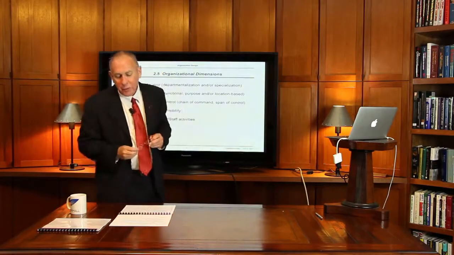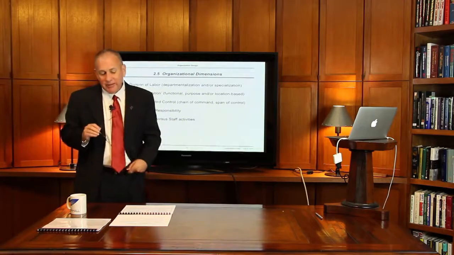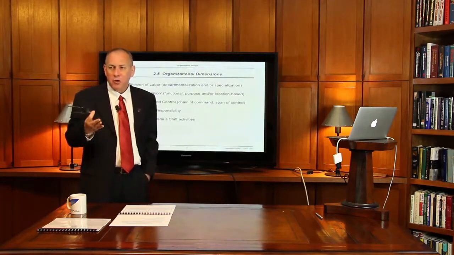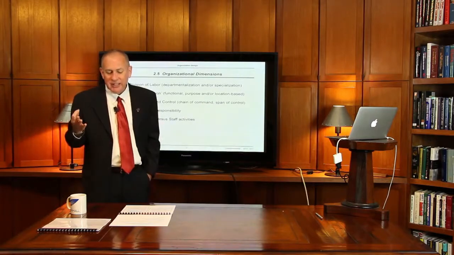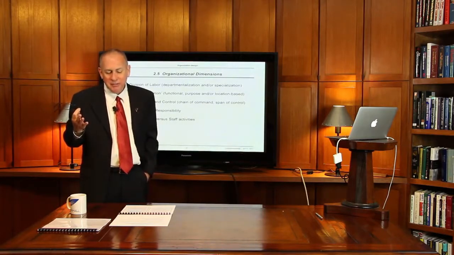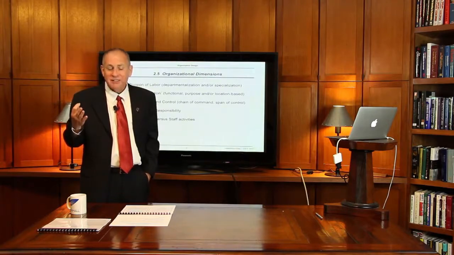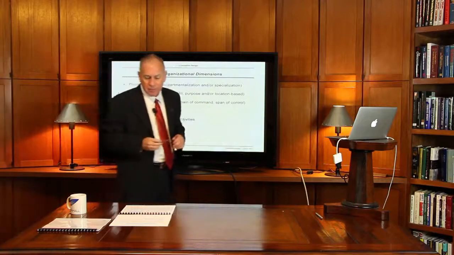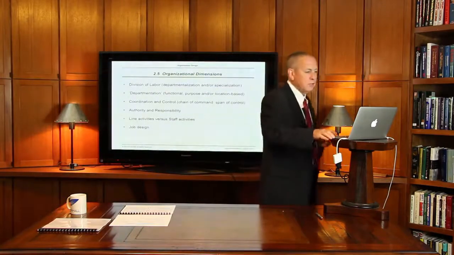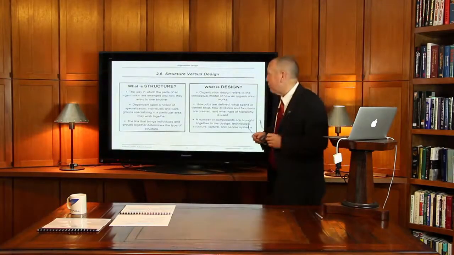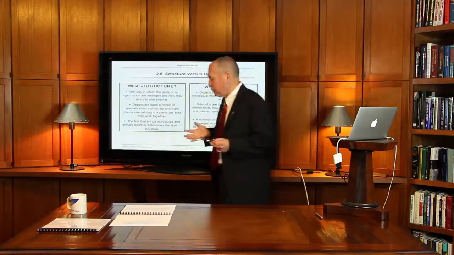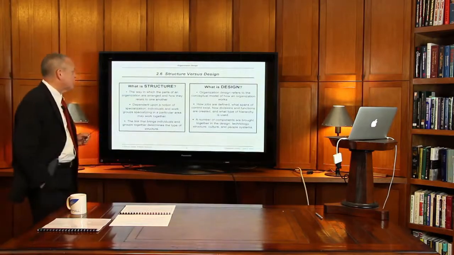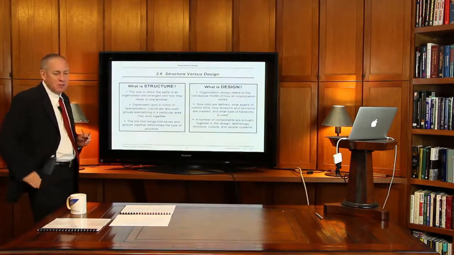So we've got authority and responsibility, line activities. Line activities are those that are directly related to the business, so they're the core processes. And staff activities, it doesn't mean people in this concept. In this context, it means support functions. And then how were our jobs designed? Which leads us to this point. We have structure and we have design. So what is an organization structure? It's the way in which the parts of an organization are arranged and how they relate to one another.